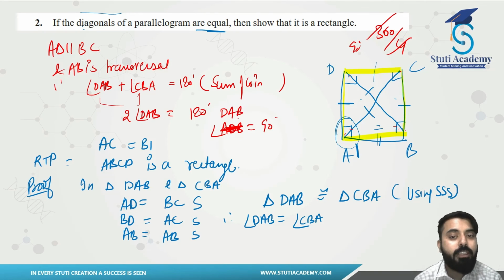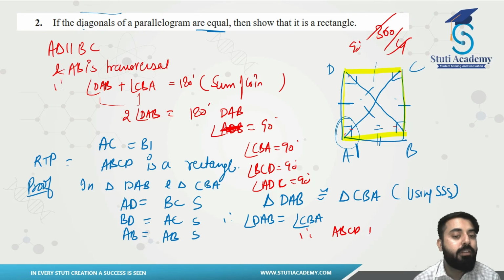So you guys see angle DAB is 90, you can easily say angle CBA will be 90. Since angle A is equal to angle C, then you can say angle BCD will be 90, and angle B is equal to angle D, then you can say angle ADC will be 90. Each angle is 90, therefore you can say ABCD is a rectangle.